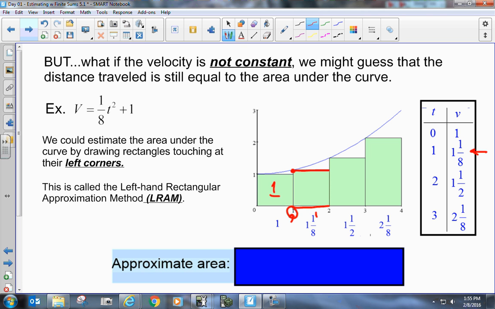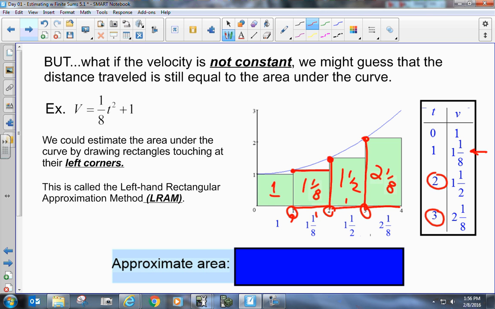And so this is 1 1/8, which means based on our table, what do you think the area of this is? 1 1/2. Thank you very much. Because at 2, this left hand right here, that's the height, times 1. 1 1/2 times 1 is 1 1/2. What do you think the area of this rectangle is? 2 1/8. Because at 3, the left hand is the height of 2 1/8.